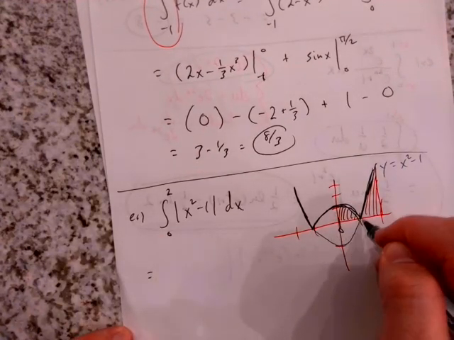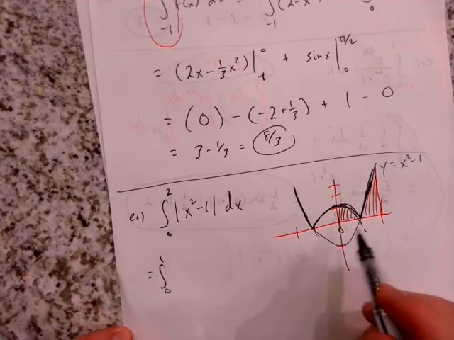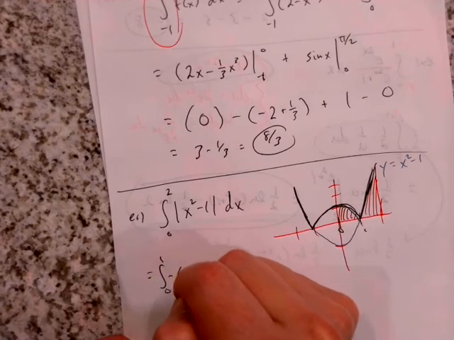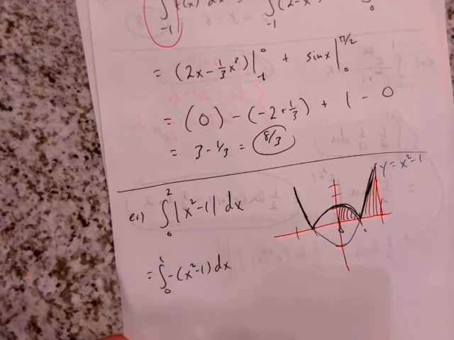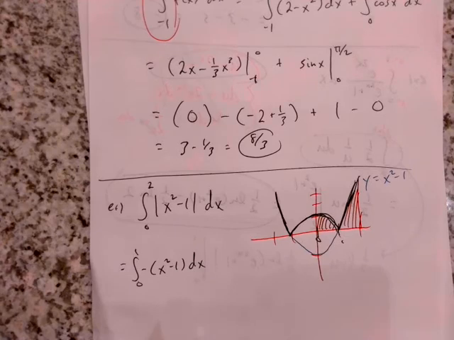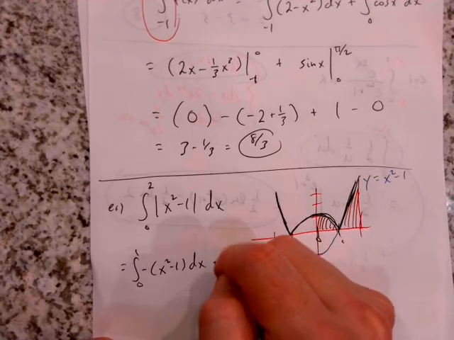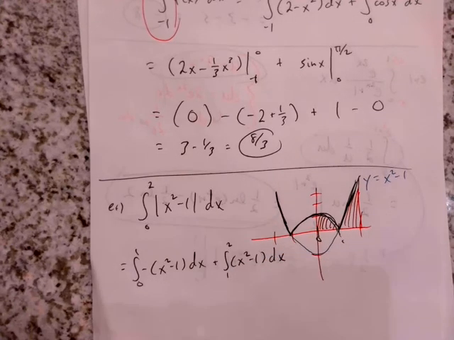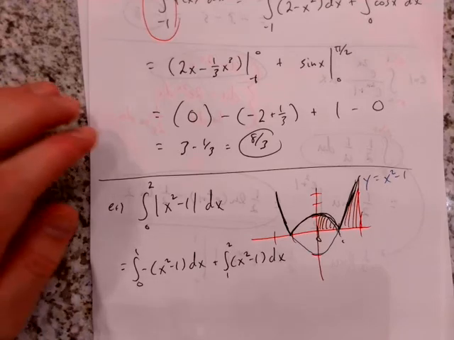Now from 0 until 1, this is where the graph got flipped over. So this is the opposite of x squared minus 1. Because algebraically, when you flip something over, you change its sign from negative to positive, and changing your sign means multiplying by a negative. From 1 to 2, there was no change to our function, and so it stays x squared minus 1. So when you integrate an absolute value function, use the graph to figure out where it was flipped over, and then break it up into those pieces. And you finish it off.